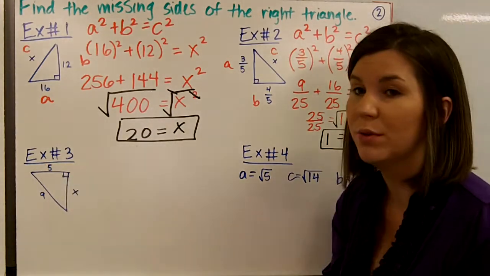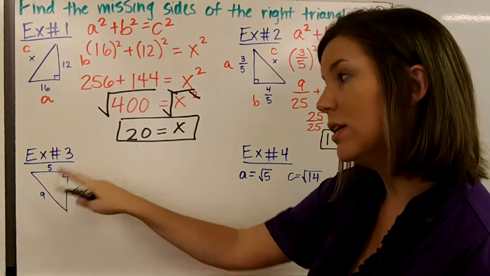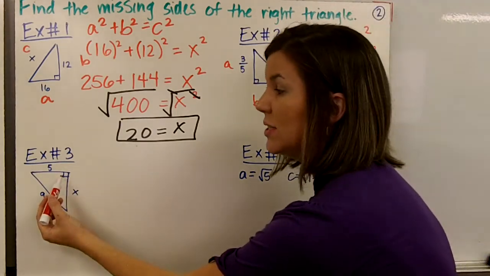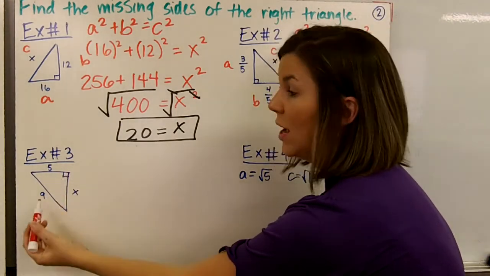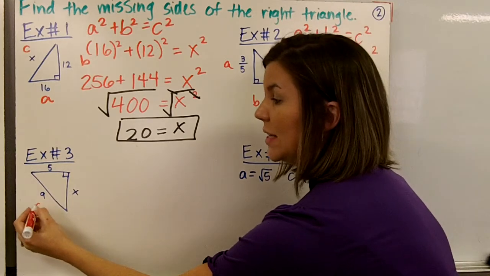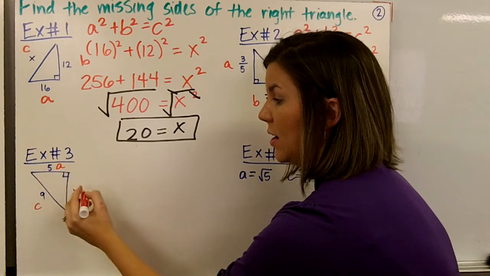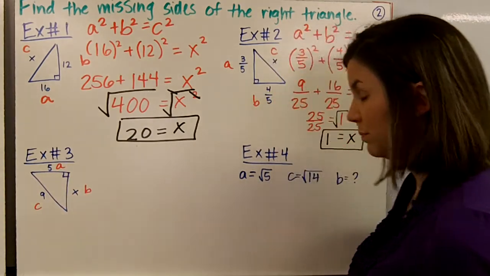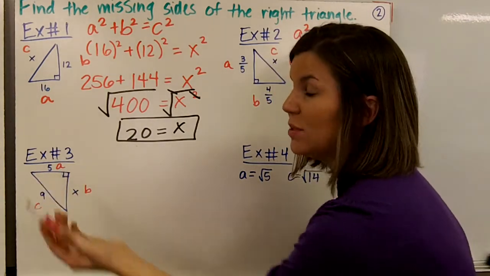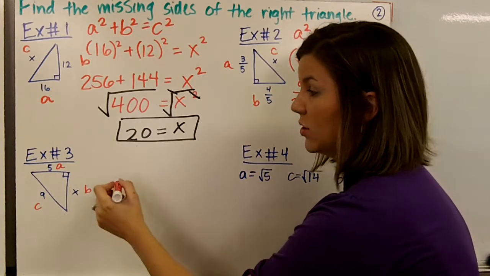Moving on to example number 3. Here I have a triangle and it's in a different position, but you can still see that here's the right angle and opposite of the right angle is our hypotenuse. So this one's C. We can call this one A and this one B. Now if you call this A and this B, you're still going to get the same answer.